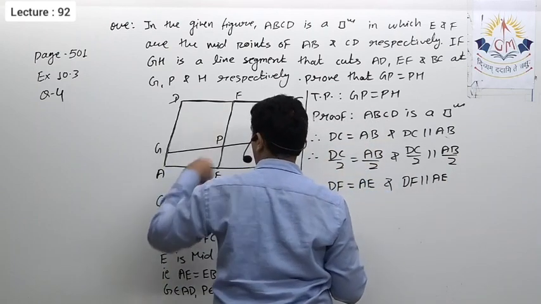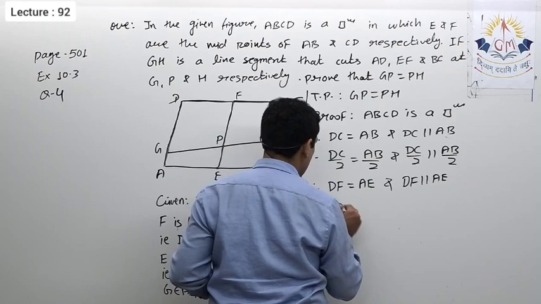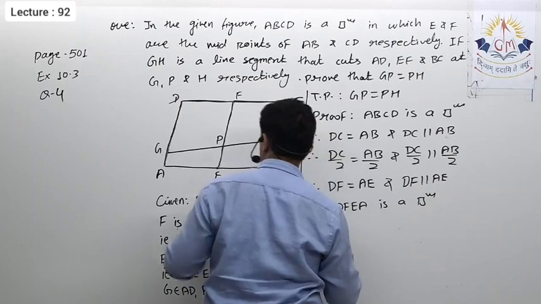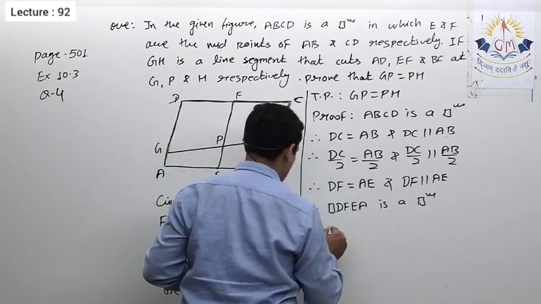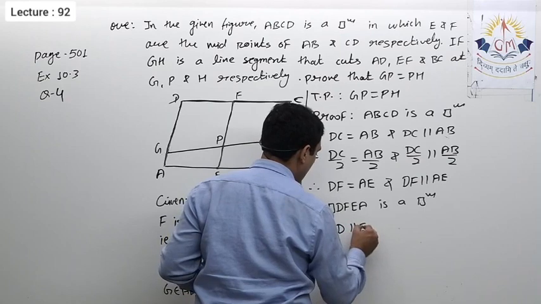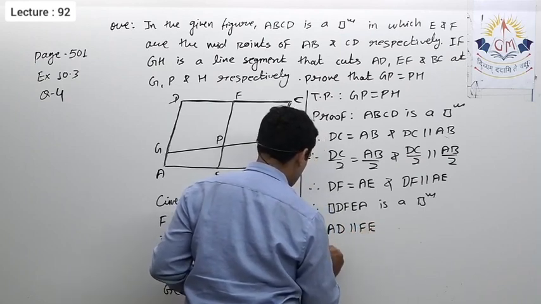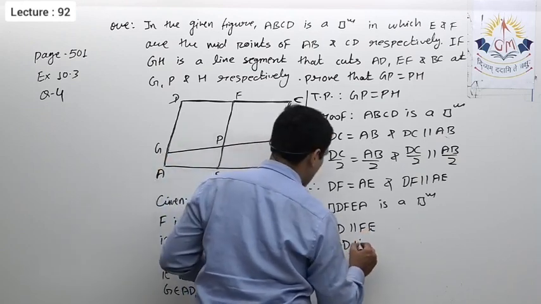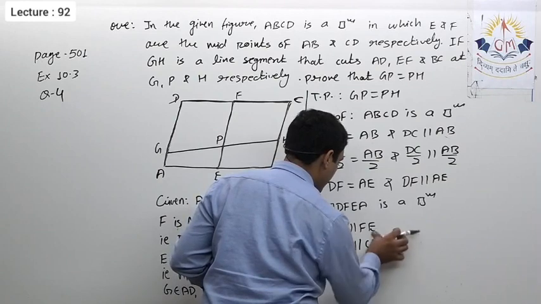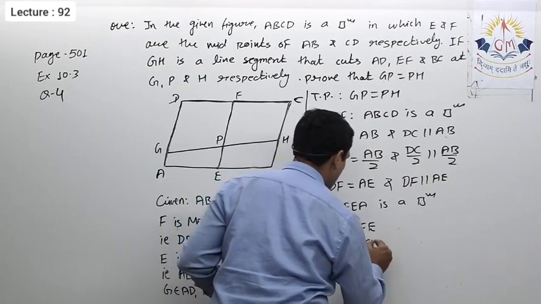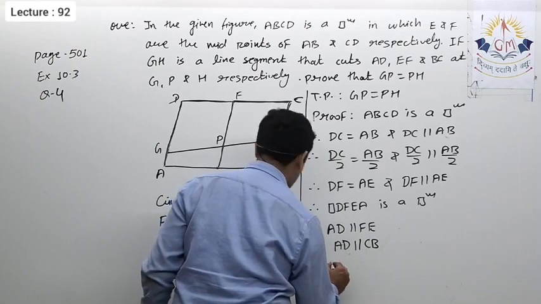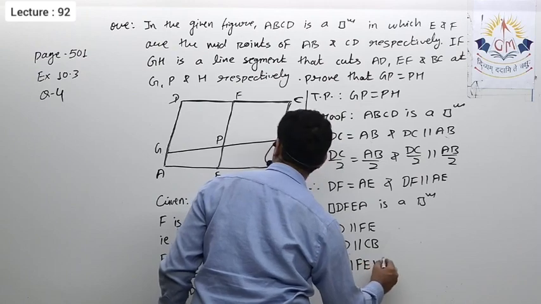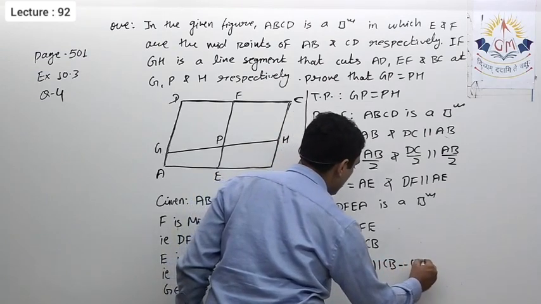Therefore quadrilateral DFEA is a parallelogram. Therefore AD parallel FE. But AD parallel CB. Okay, we have AD parallel CB. Therefore I can say AD parallel FE parallel CB. Let it be equation number 1.